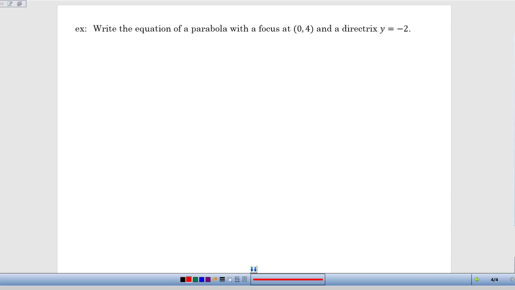So in our final example, we are looking at, as we have with our other conic sections, how we can find the equation of a conic section having been given some features about its graph. So in this case, we want to find the equation of the parabola that has a focus at (0, 4) and a directrix at y equals -2.